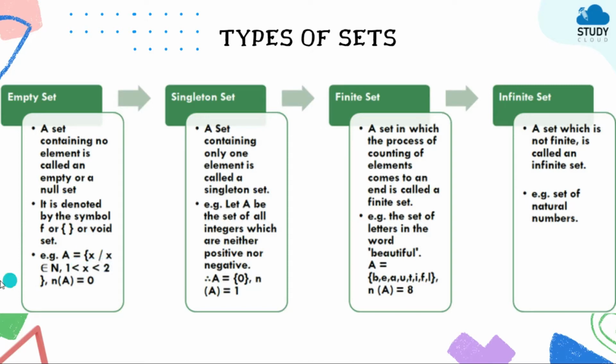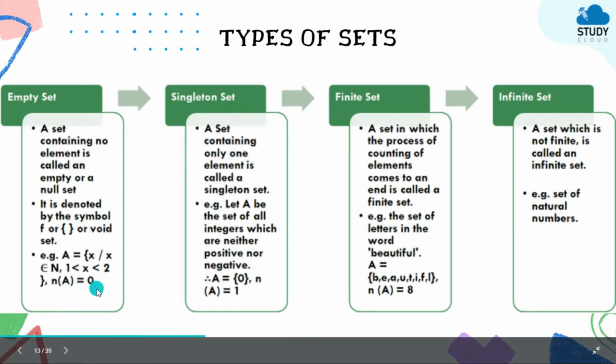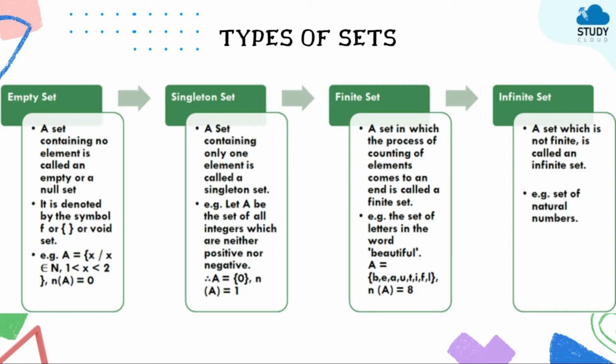If x is an element of natural numbers and x lies between 1 and 2. Now you know that natural numbers go from 1 to infinity. If we talk about what will come between 1 and 2, there are no numbers which lie between 1 and 2, no natural numbers. So here the number of elements in A is 0, there are no values. Hence it will be known as empty set.